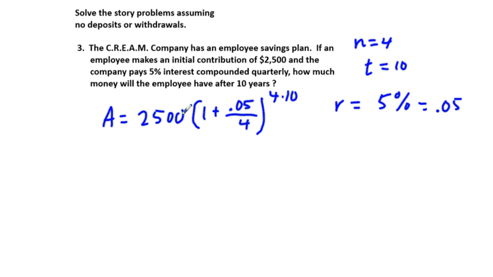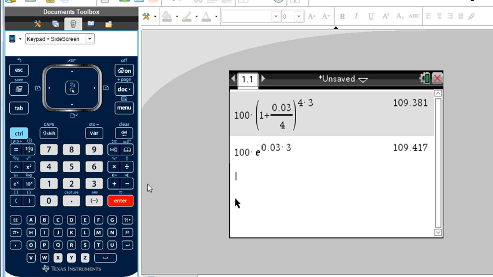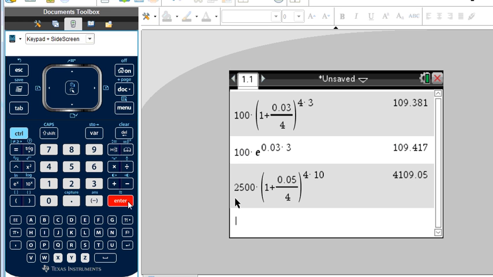And so we go to our calculator and put in $2,500, a starting amount, times 1 plus, we're just using the formula, 0.05 divided by 4, and we come over to the right and go to the power of our N times the number of years, which is 10 years, and so we get this amount, $4,109.05.